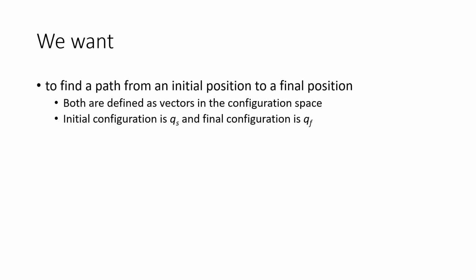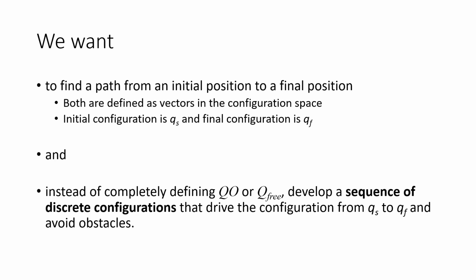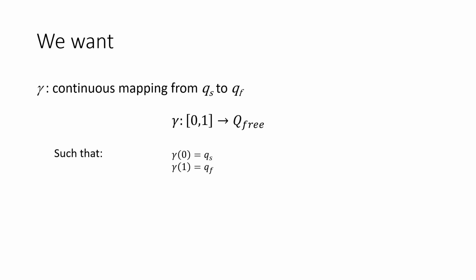So we want to find a path from the initial position to the final position, where the starting or initial configuration is labeled QS and the final configuration is labeled QF, which accounts for all the joints in a manipulator. And in that quest, we have to develop a sequence of discrete configurations which are not going to hit the obstacles in the workspace. So that is going to be the task, which will appear like a map from the starting configuration to the final configuration. And for that, we will explore the potential field method today.